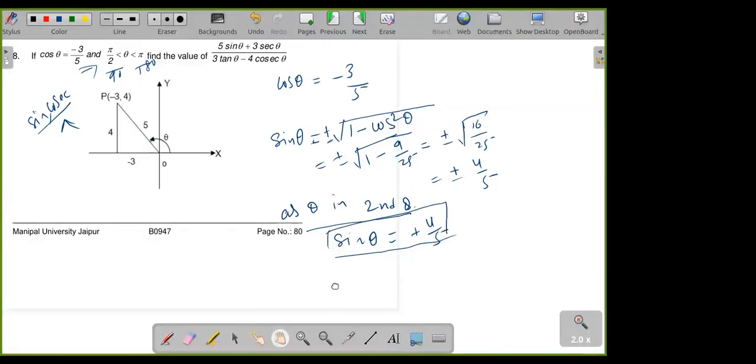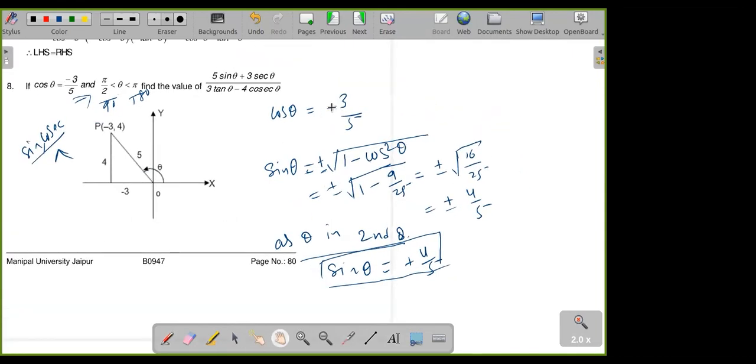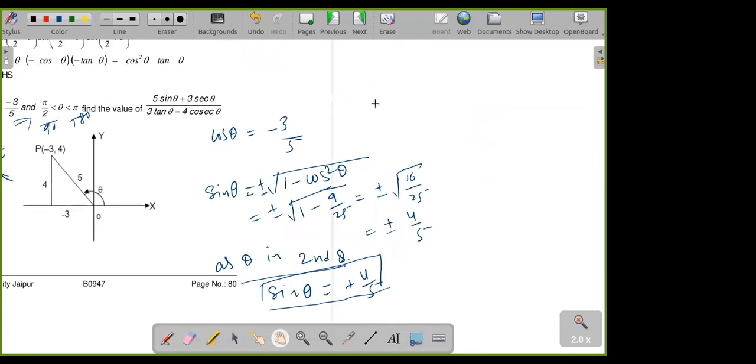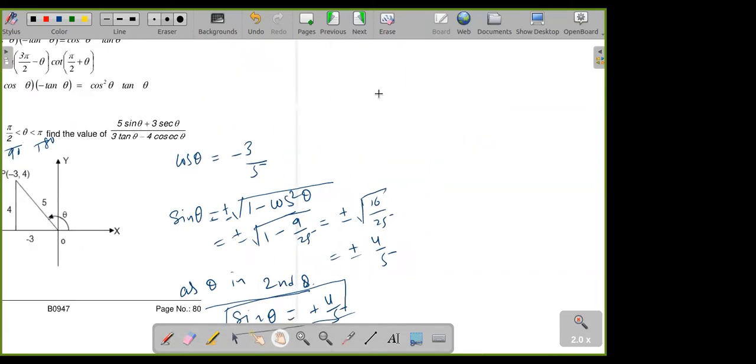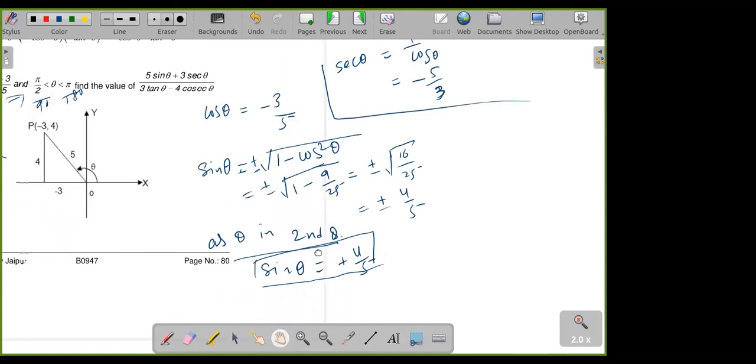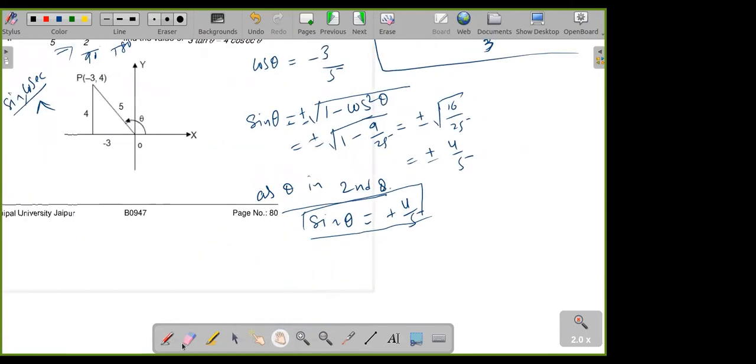Now sec, tan, and cosec. In a similar way we have to find sec. Sec theta is equal to 1 by cos, that means it will be minus 5 by 3. We don't even need to think, because only one value is coming, that is minus 5 by 3. And by the rule it is also correct, because in the second quadrant this should be minus. So sine done, sec done, tan.